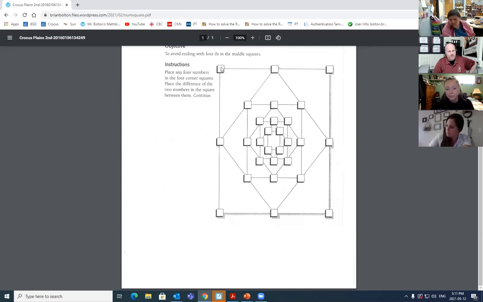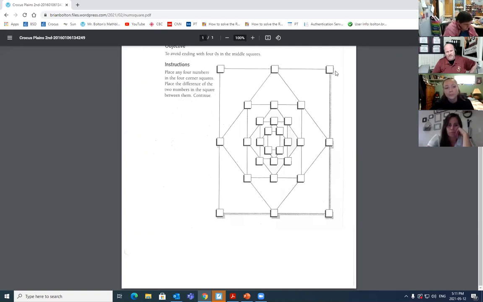Then you have the top left and the bottom left. You're going to have a number there when you find the difference. Then you have 2 numbers here, and you're going to find the difference. So you're going to keep subtracting and keep subtracting. The object is to avoid ending, see the 4 in the middle here, you want to avoid having zeros there.